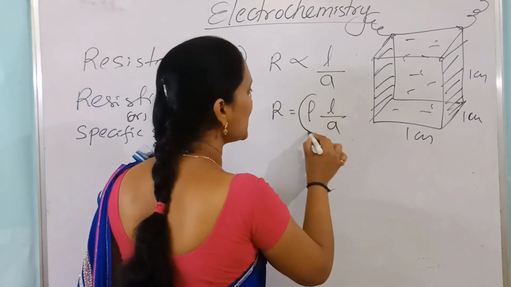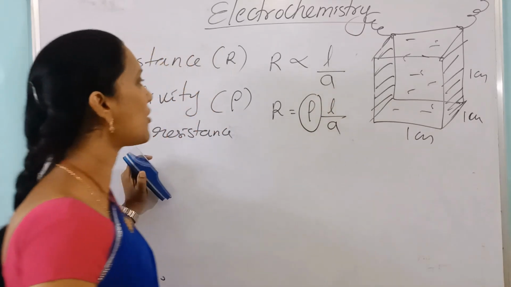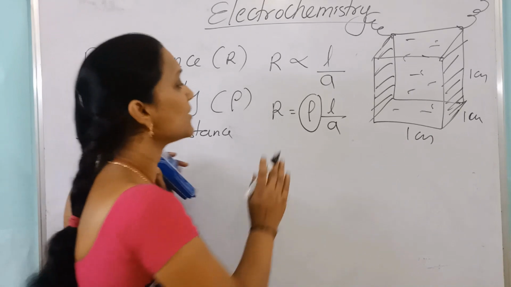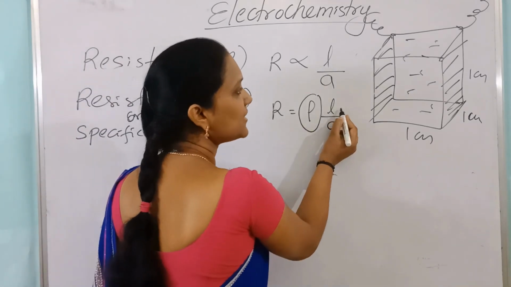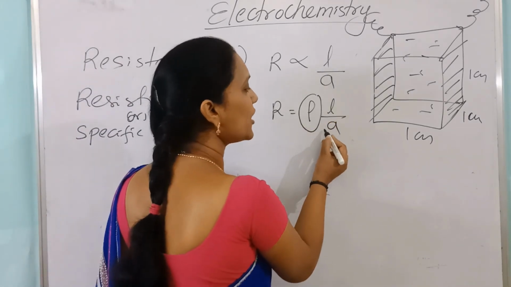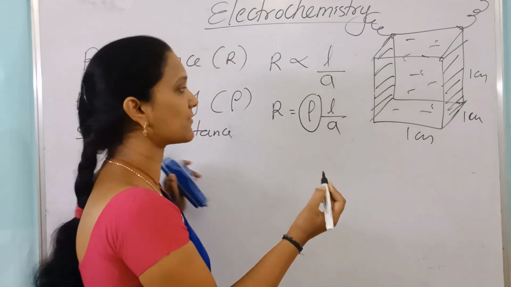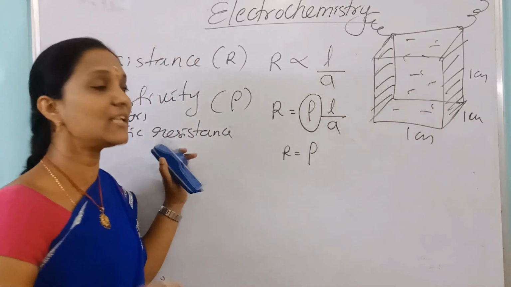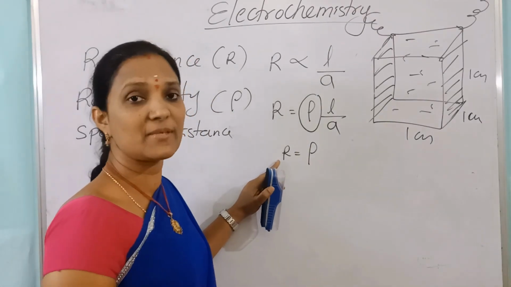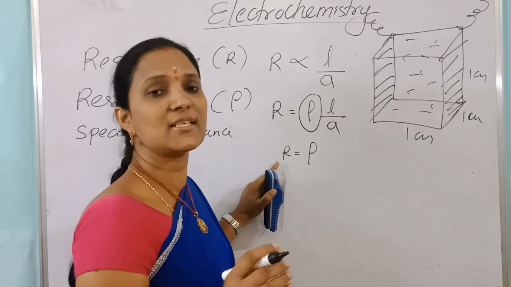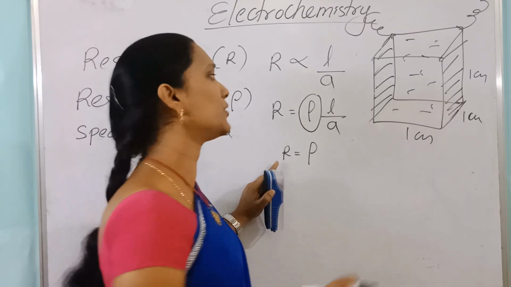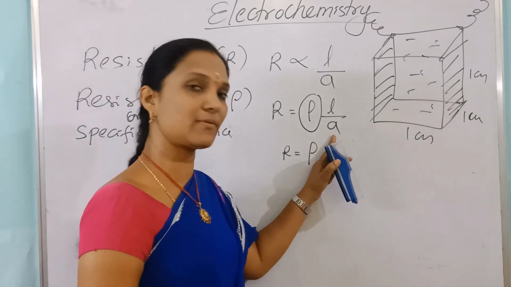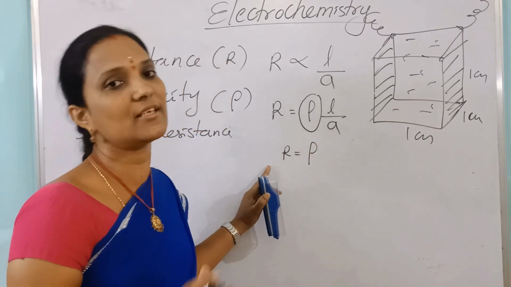Now this rho is resistivity or specific resistance. Now what is this rho? If length is 1 centimeter and the area of cross section is also 1 centimeter square, both 1, then R is equal to rho. Nothing but the resistivity. Resistivity means the resistance of 1 cc of electrolyte or electrode with length 1 centimeter and area of cross section 1 centimeter square. Then that resistance is nothing but resistivity.